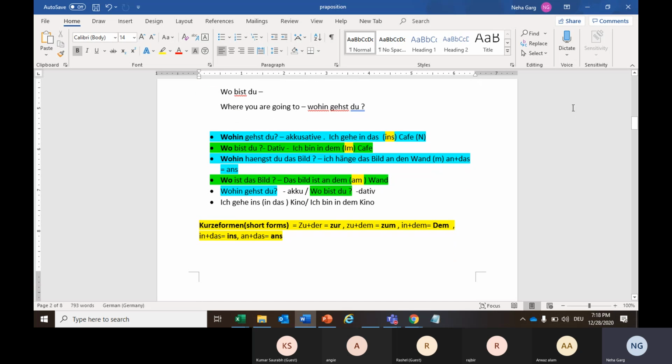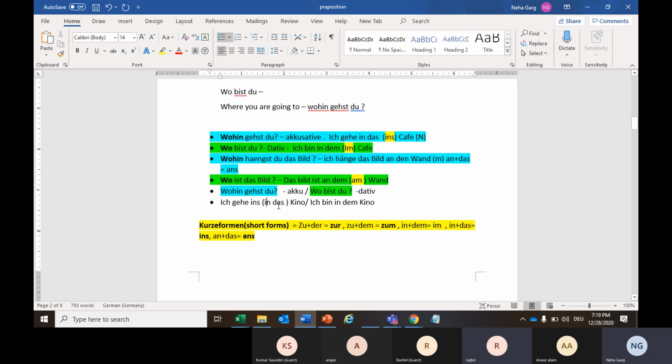So there are some short forms also, like zu plus der, zur; zu plus dem, zum; in plus dem, im; in plus das, ins; an plus das, ans. So there are short forms. Either you can write it like this or you can write it like this.